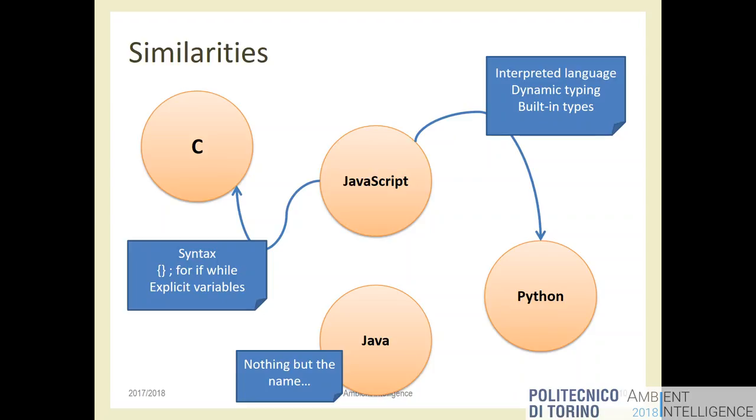Meaning that in JavaScript, like in Python, the language is interpreted. So we have an interpreter reading line by line, and we have all the advantages of that. Dynamic typing: the same variable can refer to different types at different moments. And any given variable can have a dynamically changing number of properties.